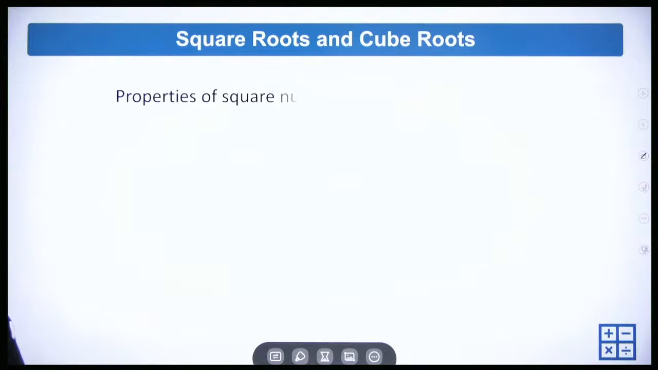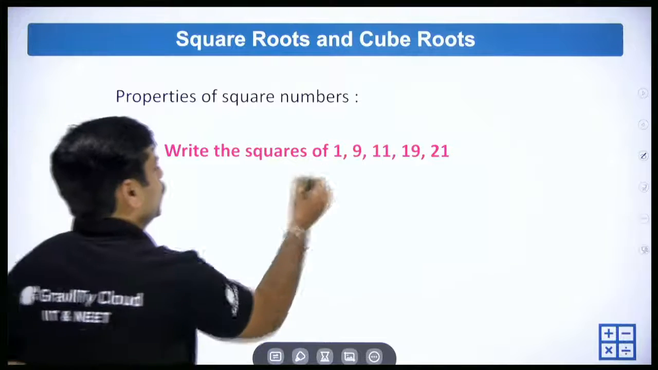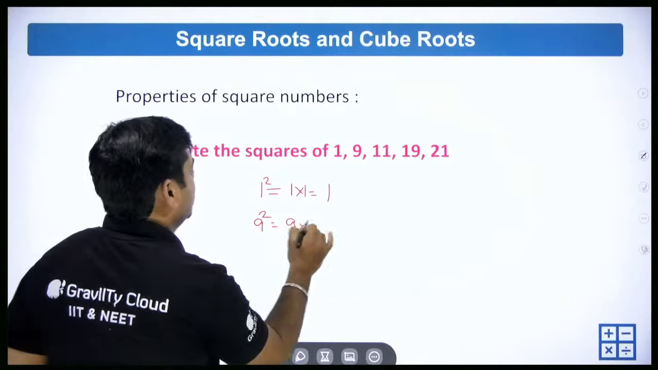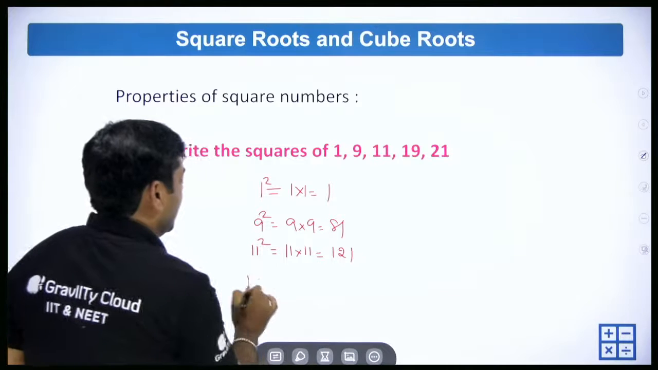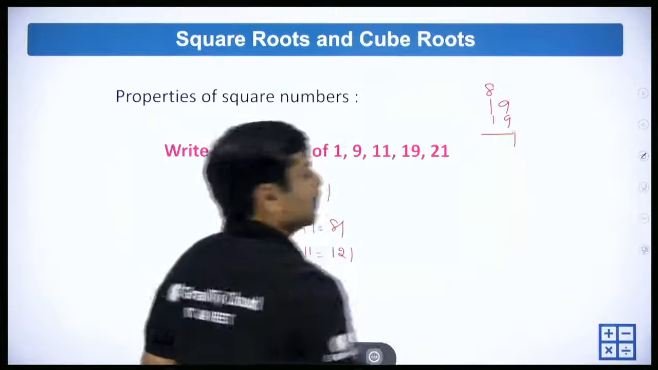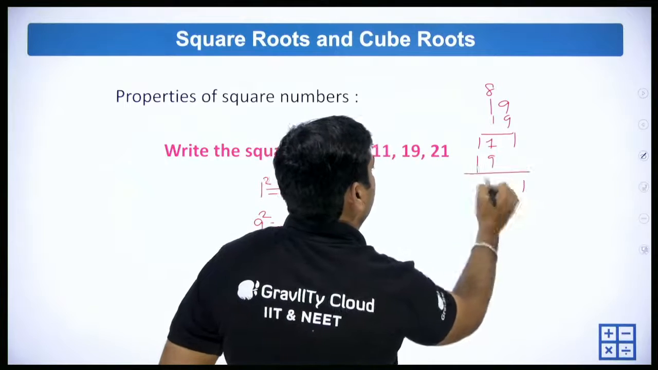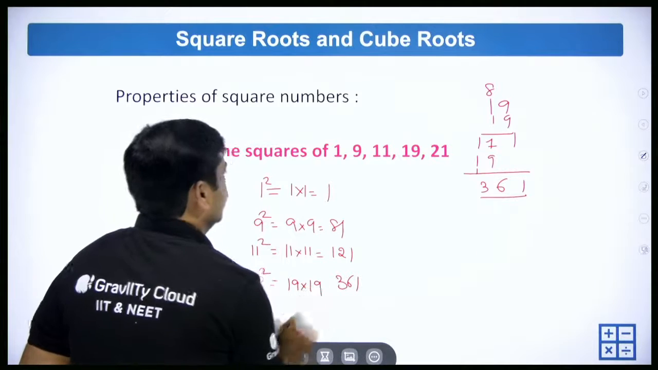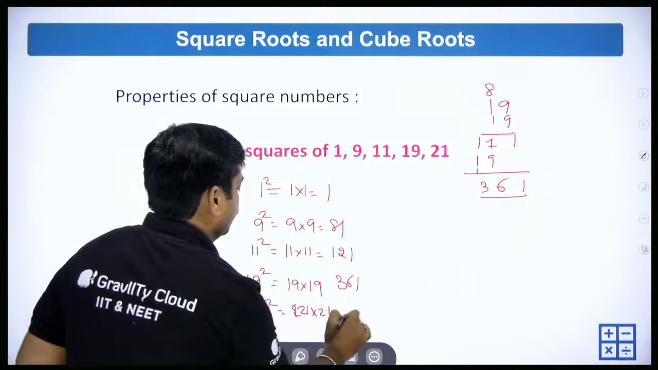Right. The next one. Write the squares of 1, 9, 11, 19, 21. Okay. So 1 square, 1 into 1 is 1. 9 square, 9 into 9 is 81. 11 square, 11 into 11 is 121. 19 square, what is 19 into 19? 9 9s are 81, 9 1s are 9, 9 plus 8 is 17. Again it is 19, so it is 1, 16, 361. That becomes 361. 21 square, which is 21 and 21, is 441.